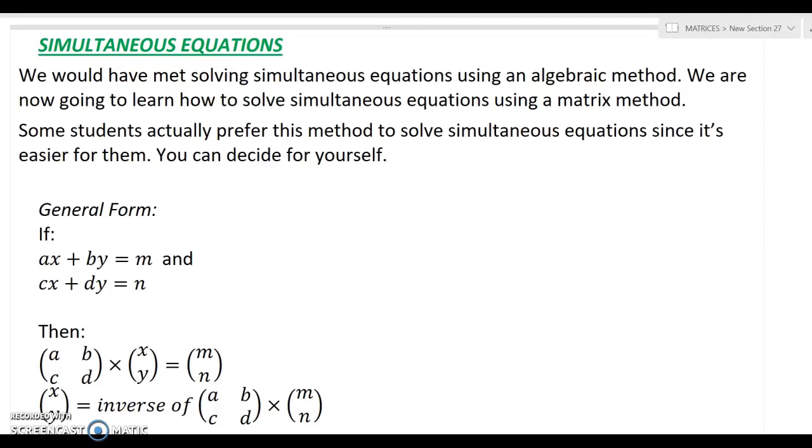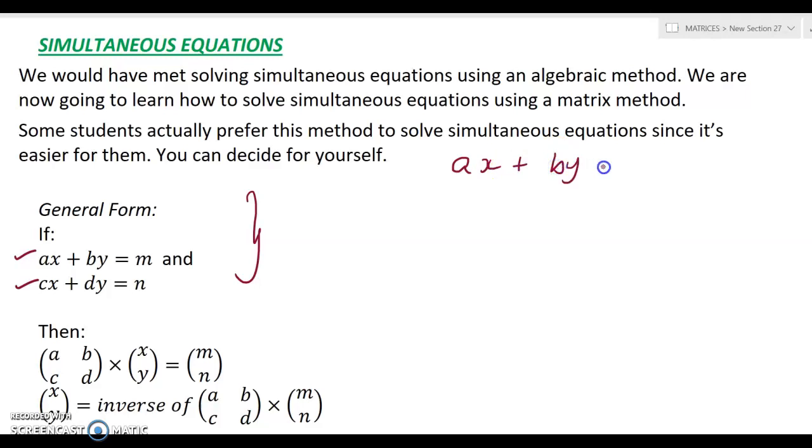So here's what we're going to look at, the general form first. This is the general form. If I have two equations, ax plus by equals m and cx plus dy equals n, we want to solve these two equations to find the values of x and y. So I will rewrite it over here, ax plus by equals m, and then cx plus dy equals n.